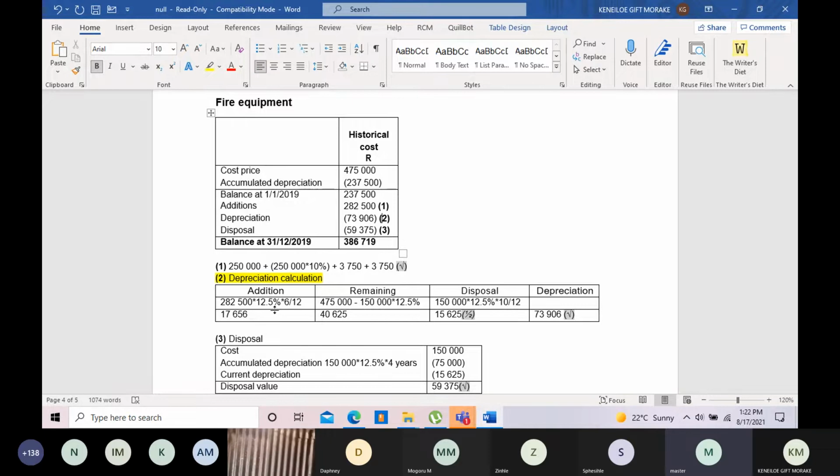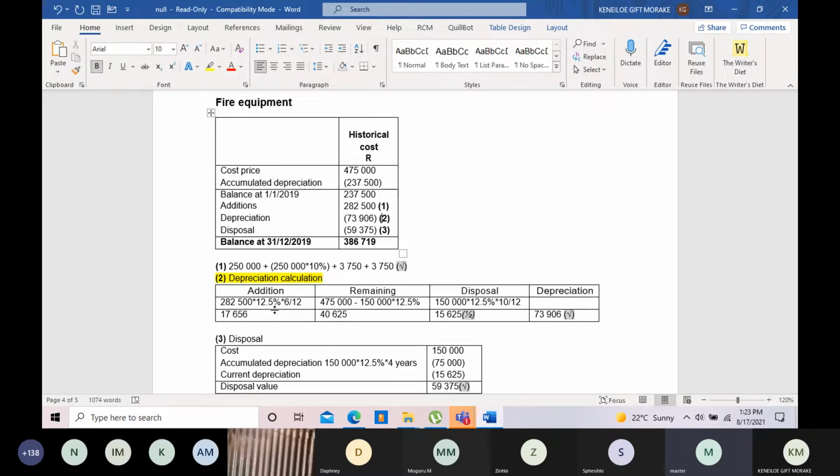Let's go on to the original cost, 475,000 minus the one that was destroyed by fire. You subtract 150,000 because it is no longer existing in the company. That's why we are subtracting it from the other fire equipment. So 475,000 minus 150,000. Then from there we can multiply it by the depreciation percentage, which is 12.5%. So 475,000 minus 150,000, multiplied by 12.5%.